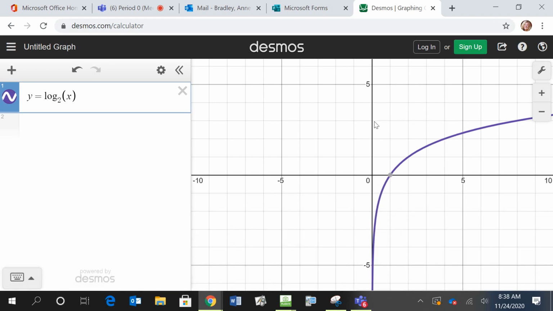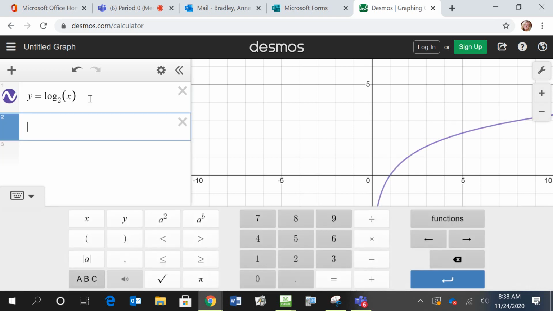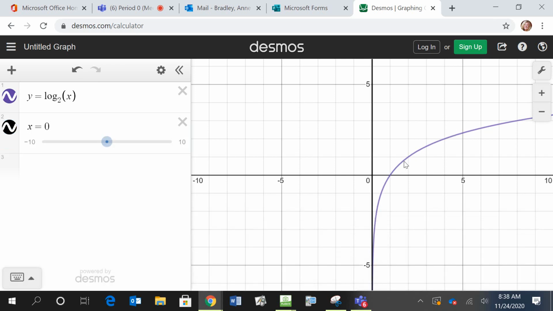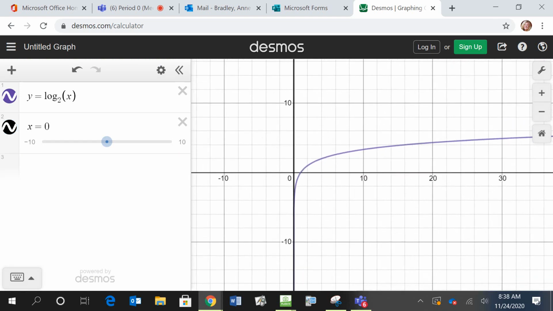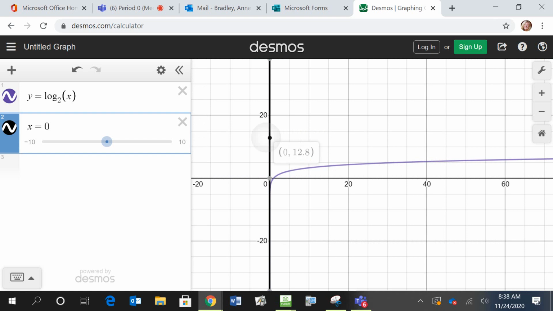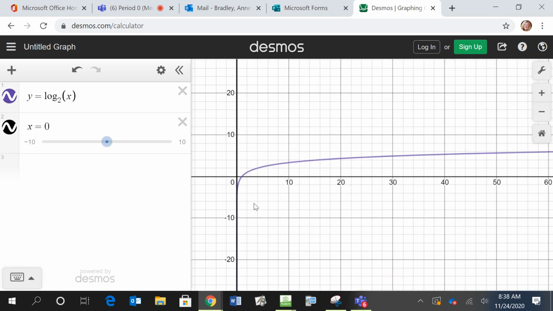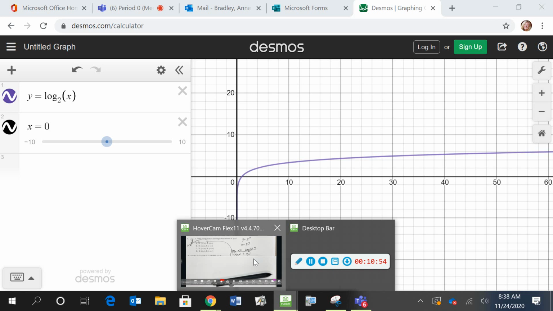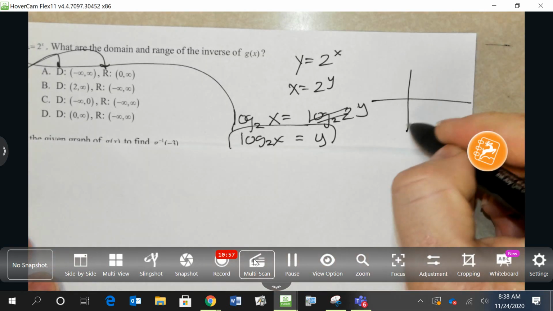So I can see here that there is a vertical asymptote at x equals 0. I can see that this purple line, which represents the function, is never going to cross the y-axis. It gets closer and closer as it goes to the left, but it will never actually touch it. And if I zoom out here, even though it's done very slowly, I can see this continues to rise as it goes to the right. It's a very slow rise, but it continues to rise. So I'm going to draw a little picture for myself. It looks something like this.